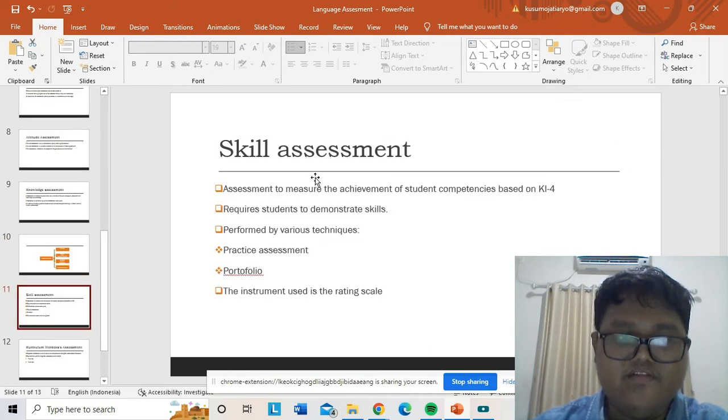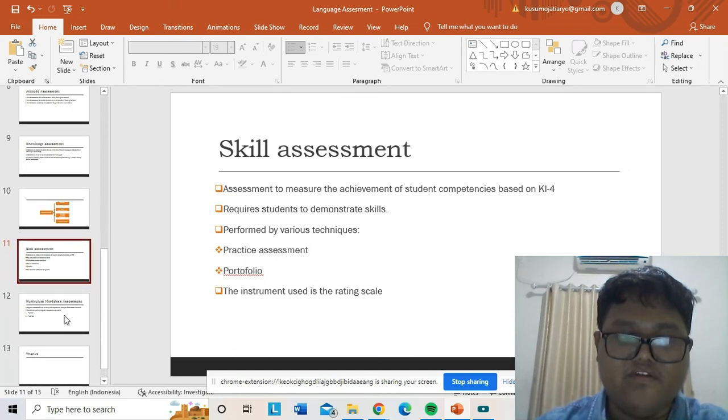Skill assessment. Assessment to measure the achievements of student competencies based on the competency indicator number 4. It requires students to demonstrate skills performed by various techniques. The first is practice, assessment, and portfolio. The instrument used is the rating scale.